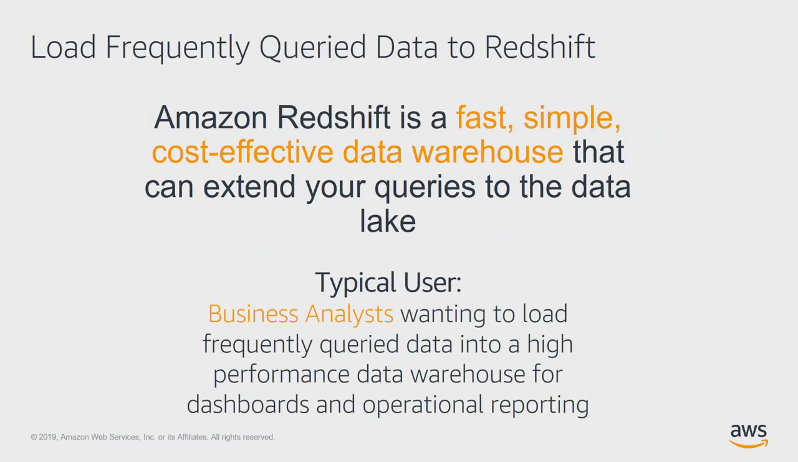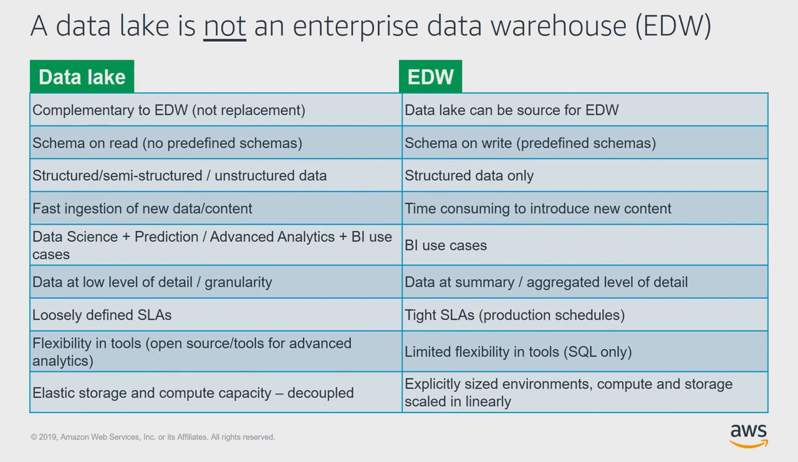So another type of analysis that you may need to do may involve data warehouses, and this is where you have business analysts that are looking to say, we want to load the really frequently queried data into a high-speed data warehouse, and this is generally for dashboards and other types of operational reporting. And so Amazon Redshift is a fast and simple to configure, deploy and manage data warehouse that, as you'll see in a moment, can also extend your queries to the data lake.